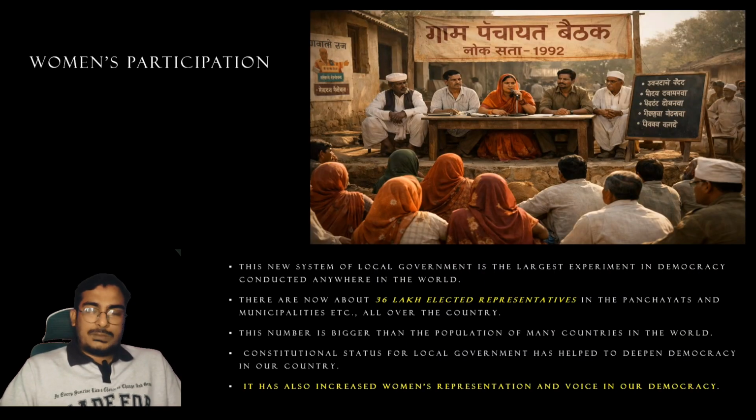Now, one good thing that has happened because of decentralization is the participation of women in large numbers. We do not see a large number of women even in parliament. But at the third level, we have a large number of women representatives at the sarpanch levels, at the ward member levels, in the municipal corporations, in the municipalities. We have a lot of women. This is a good sign for a country like India, where the population is huge and a lot of women do not even come out of their homes. Women's participation helps them connect much better with their local government. To see the statistics, there are about 36 lakh elected representatives in panchayats and municipalities. This is a really good sign. This 36 lakh is actually the entire population of many European countries.